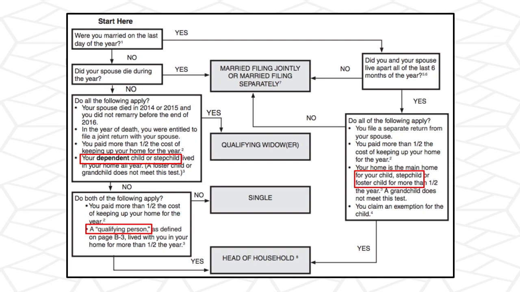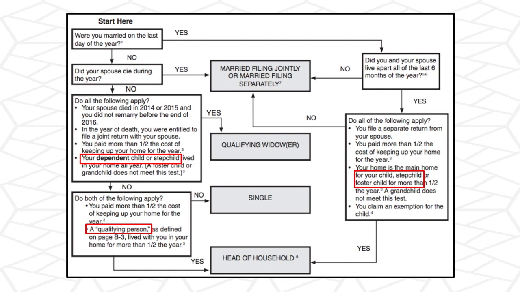Now, let's do a different scenario. So, let's go back to the top left corner and ask, were you married on the last day of the year? And assume the taxpayer says no. And so, in that case, we ask, did your spouse die during the year? And let's assume that they say no again, but that their spouse did die in the previous 2 years. Then we're going to ask, did your dependent child or stepchild live in your home all year? And so, again, for qualifying widow or widower with dependent child, it has to be a child or a stepchild.